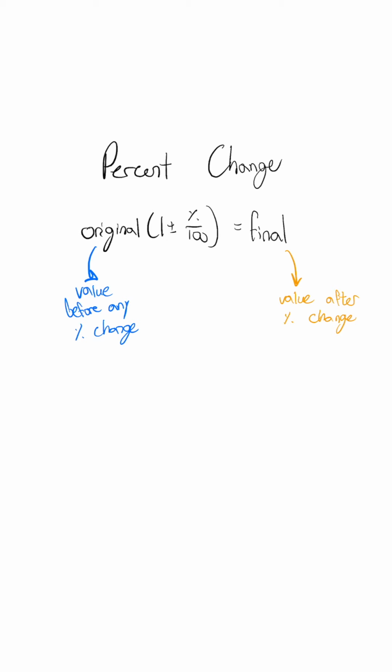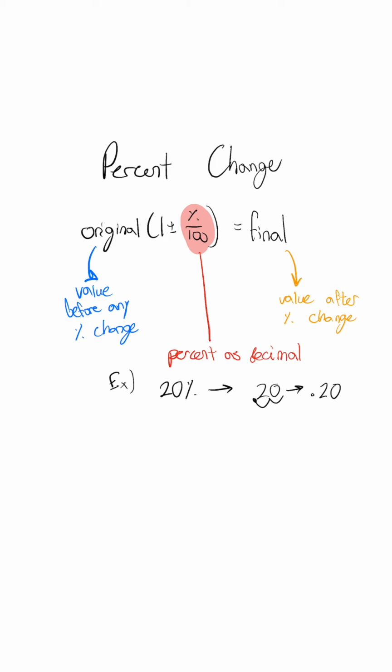And now this stuff in the middle, we have percent over 100, which basically means the percent in its decimal form. For those of you who don't know, when you turn a percent into a decimal, you just move the decimal point to the left twice. Some of you are familiar with that. In short, what you're actually doing is dividing it by 100. So I include the percent over 100 here so you don't forget to include that percent as its decimal. And then we have the 1 plus or minus. We use 1 plus if it's a percent increase, and we use 1 minus if it's a percent decrease.